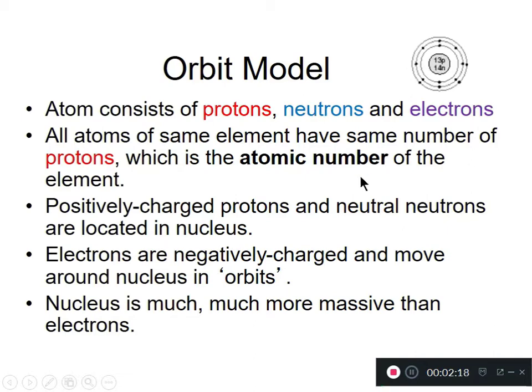All atoms of the same element have the same number of protons, which is the atomic number of the element. And we'll talk about how we find the atomic number of the element. Positively charged protons and neutrons are located in the nucleus. Remember, that was the dense core that Rutherford found. Electrons are negatively charged and move around the nucleus in orbits. That was Bohr's contribution, that they're not just randomly there, they're in specific orbits. And the nucleus is much, much more massive than electrons. So this is where we're picking up with the orbit model.